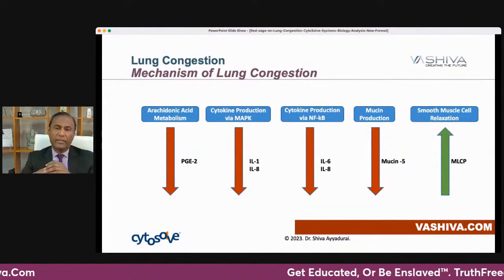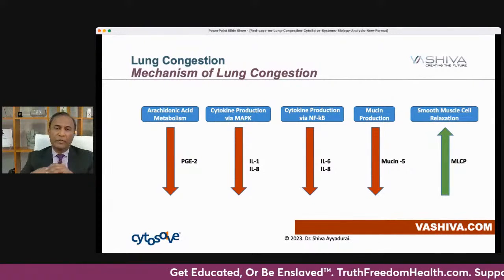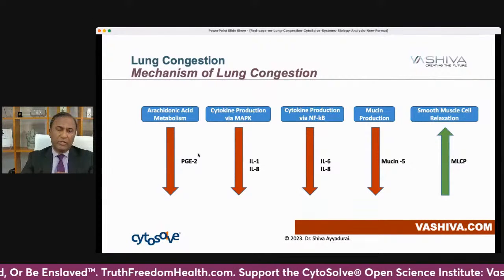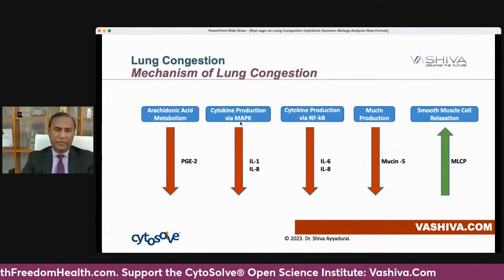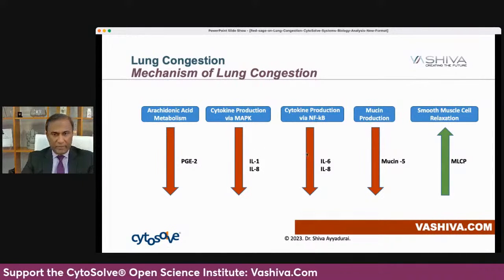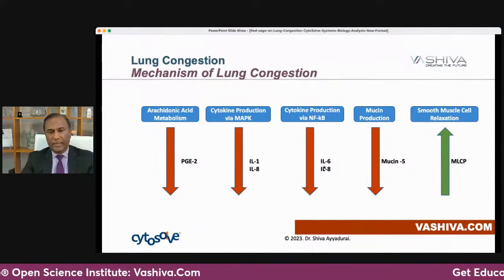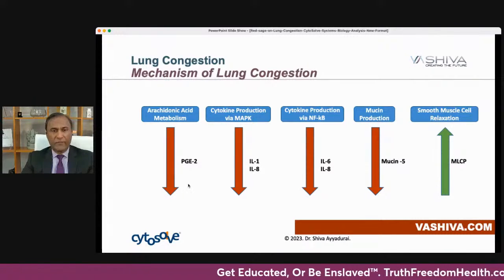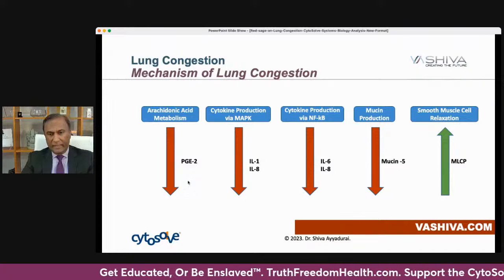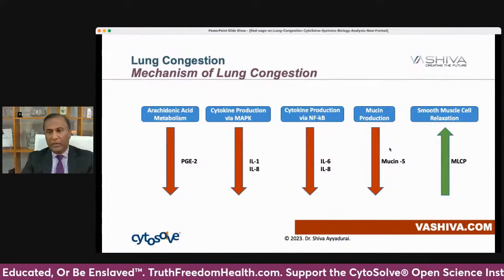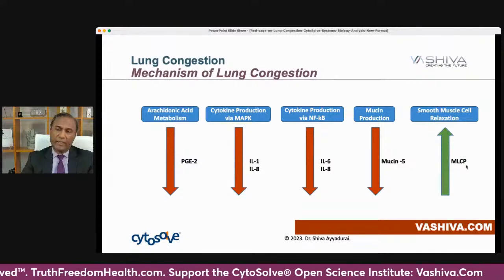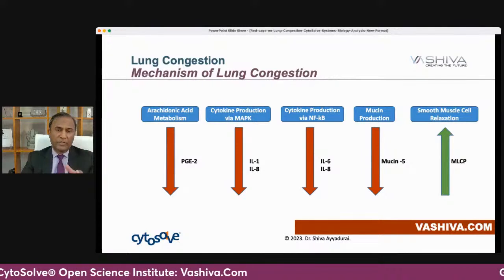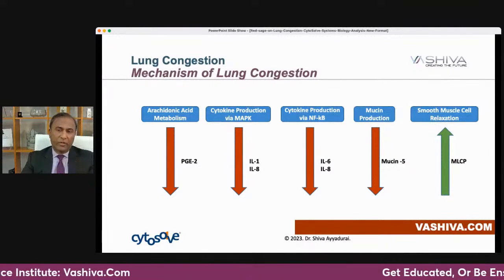And what I want to show you here is 4 of those pathways, where you want to bring down certain parameters. In the first one, arachidonic acid, as you see here, PGE2 needs to be brought down. In cytokine production via MAPK, IL-1 and IL-8 need to be brought down. In cytokine production via NF-kappa beta, IL-6 and IL-8. And for mucin production, you want to bring down mucin 5. Okay, so these are the 4 pathways where you're trying to bring down these 6 variables. Now, however, you want to do something positive. You want to increase MLCP because that actually lets your smooth muscles relax, and that's what gets you all tight and you feel horrible, okay?